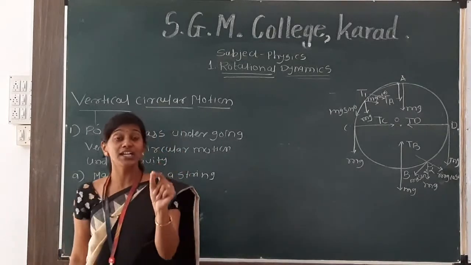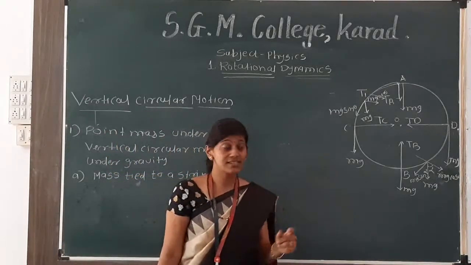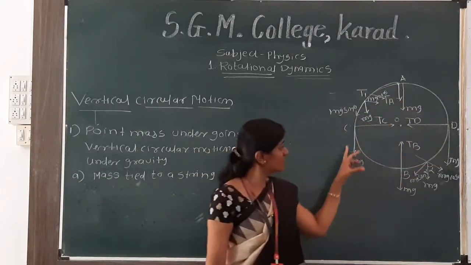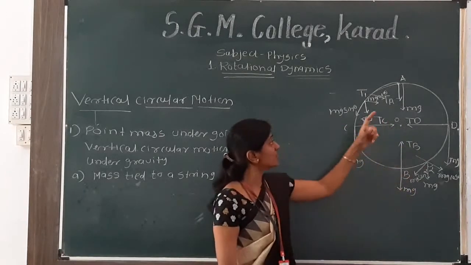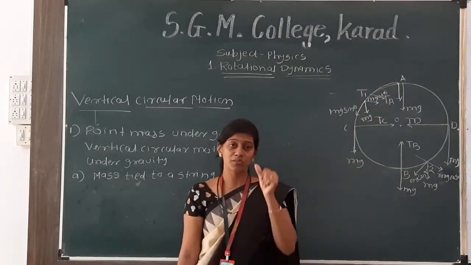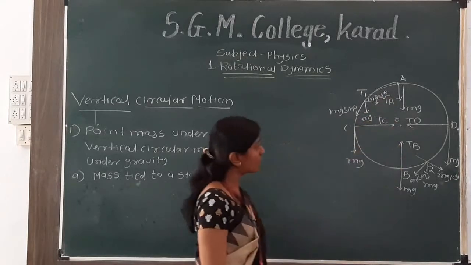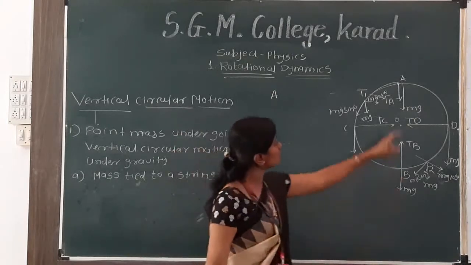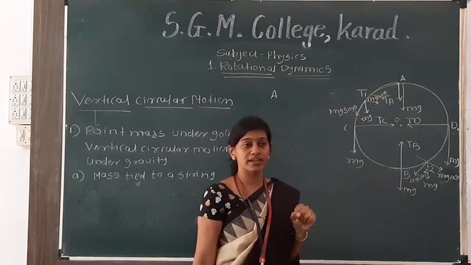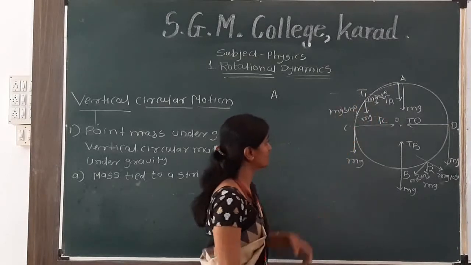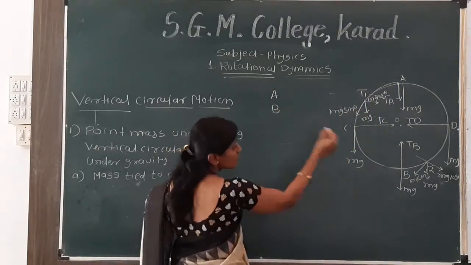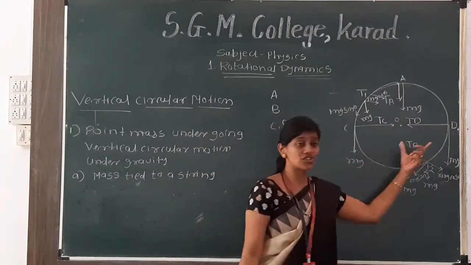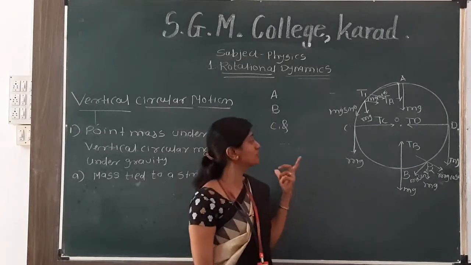Consider a bob tied to a string. That string is massless, unextensible, flexible. When the string performs the vertical circular motion, the bob performs the vertical circular motion. Now let us see the parts present in the diagram. First is A. A means the topmost position of the bob performing vertical circular motion; we can say it is the upper position. Second, B is the lower position of the bob. Third, C and D are both the horizontal positions of the bob; otherwise we can say they are the midway positions of the bob.